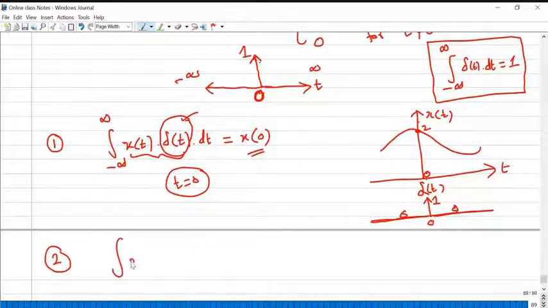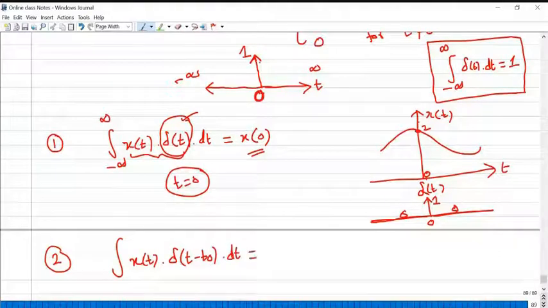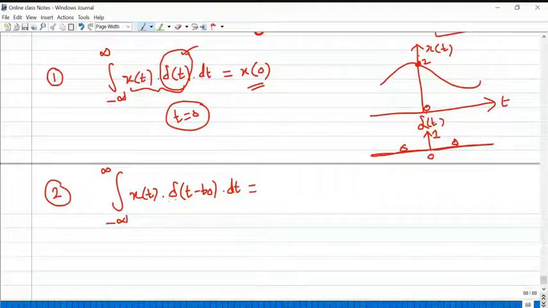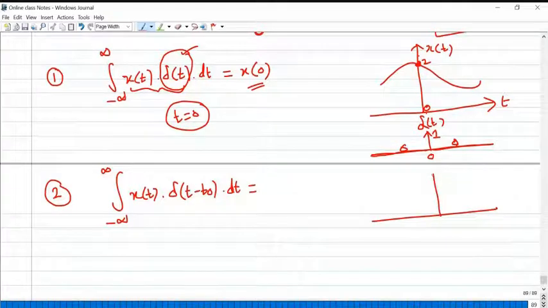Second property: suppose you multiply a signal with a shifted version of the impulse signal. Now what would be the result? You can answer easily, because from the previous example, when you multiply x of t with del t, your result would be x of 0 only. Now if you multiply x of t with del of t minus t naught, this t naught may be anything, t minus 2 or t plus 2, whatever it may be. Say for example, I consider the same x of t. Now multiply that x of t signal with del of t minus 2.